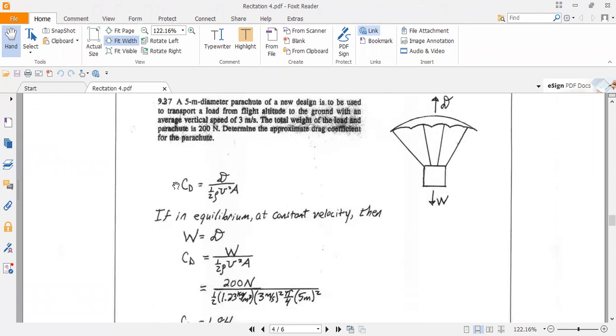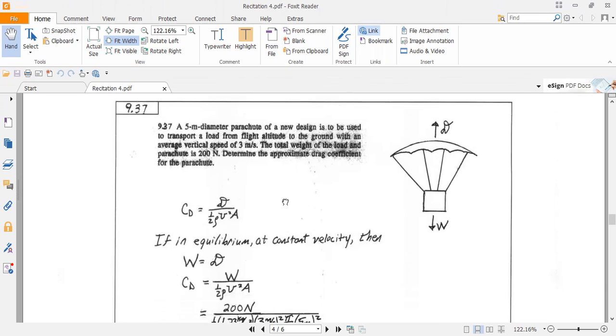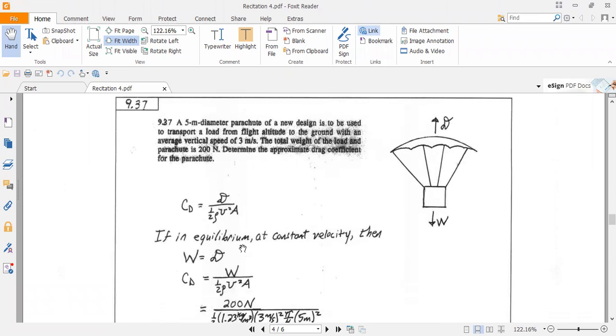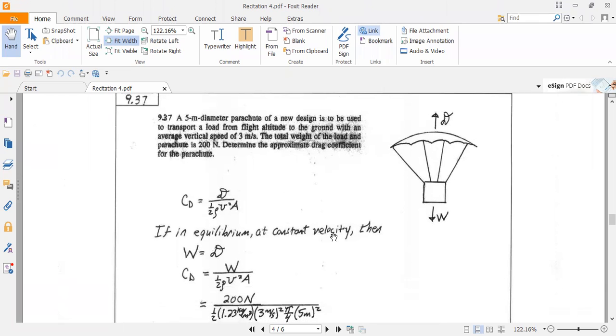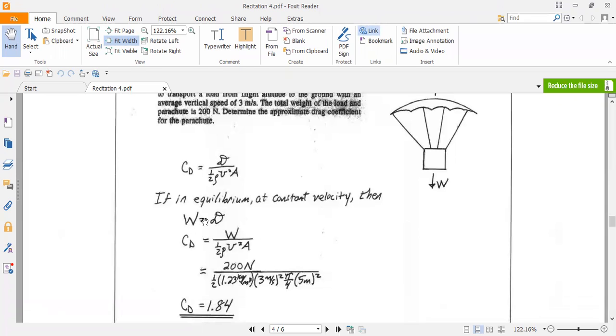Now, for the drag coefficient, we know the equation, right? CD equals D divided by half rho U squared multiplied by A. Now it says that the average vertical speed is 3 meters per second, right? That means we can assume that it's in equilibrium at constant speed. If that's the case, then the weight and the drag force will be the same, right? So if D equals W, then we can write CD equals W divided by this.